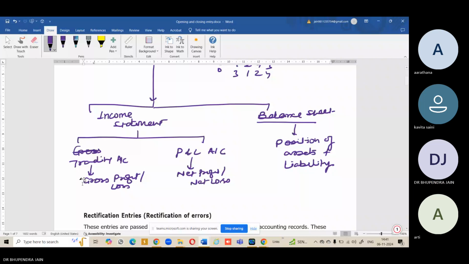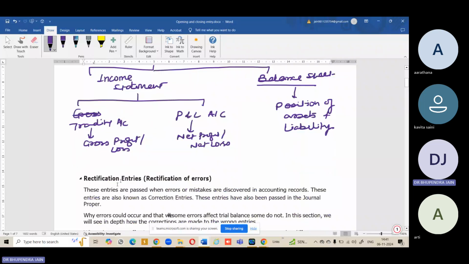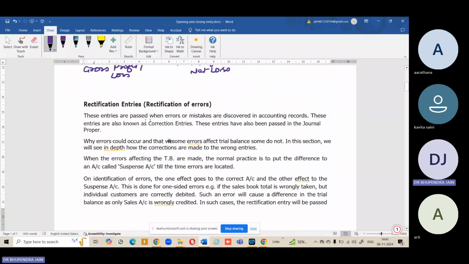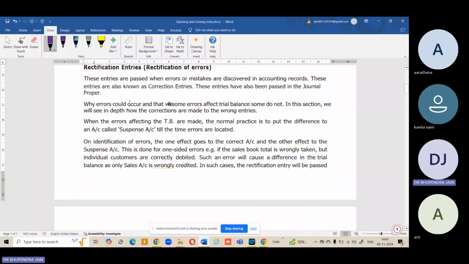Now, these entries are passed when an error or mistake is discovered in the accounting record. These entries are also known as correction entries, and these entries are passed in the journal proper. So why could errors occur?